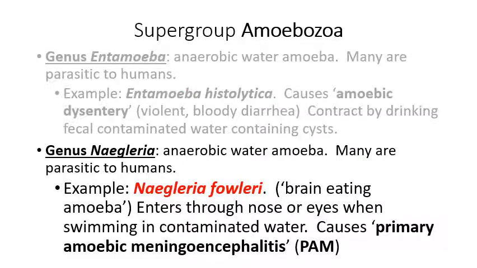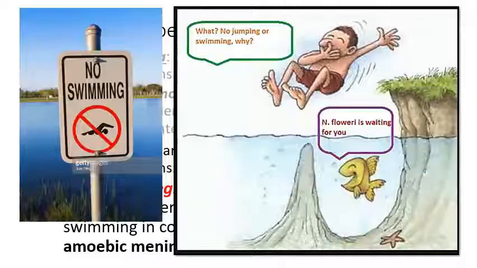Moving on to Naegleria fowleri, the brain-eating amoeba. If you see no swimming, it's often because the water is contaminated with Naegleria fowleri. As I said, Naegleria fowleri tends to die out north of the 49th parallel, and that's where Canada is, so we don't have to worry too much about this in Canada. You do have to worry about it in certain bodies of water in the United States, for instance, and you definitely have to worry about it in the tropical areas.